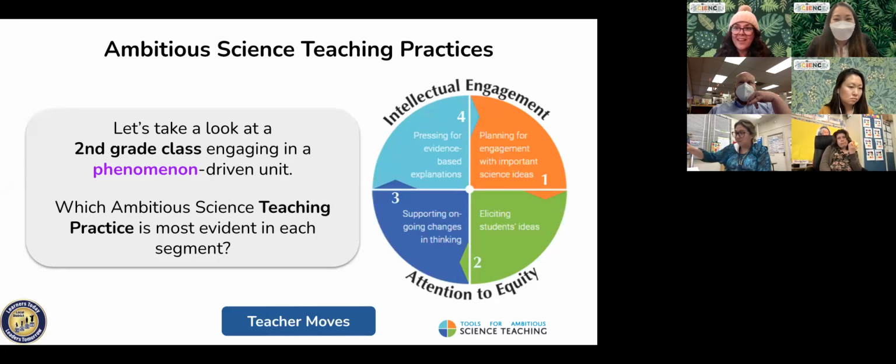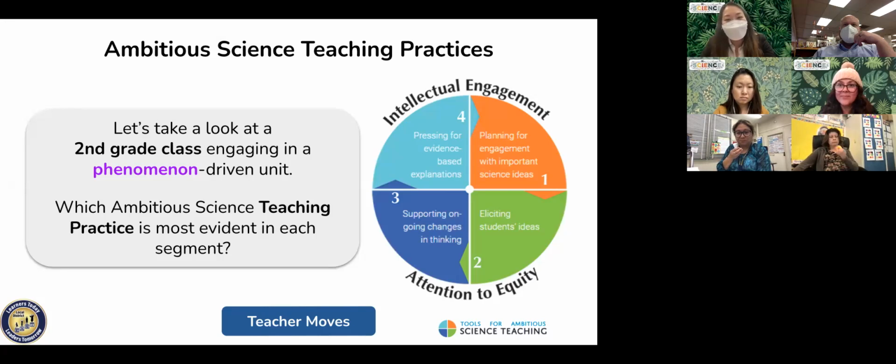And now, Erica. So here, we're going to be looking at a second grade class engaging in a phenomenon-driven unit. So as we mentioned, that phenomenon is really going to drive the learning. It's going to help students be engaged to figure out. And in this case, the question that we're going to be asking is, what caused the town of Moncton to flood?